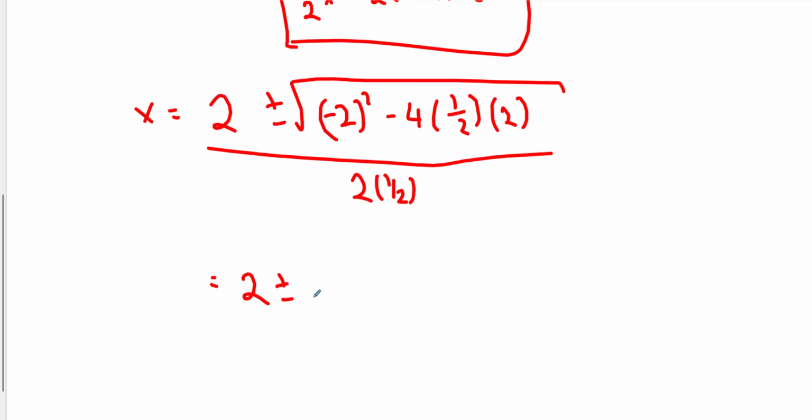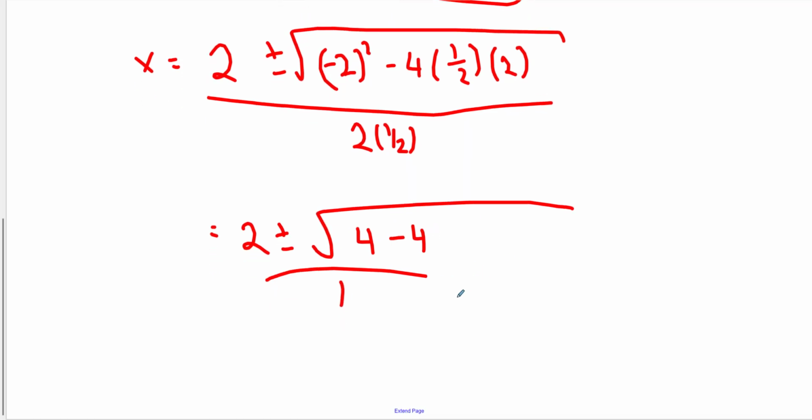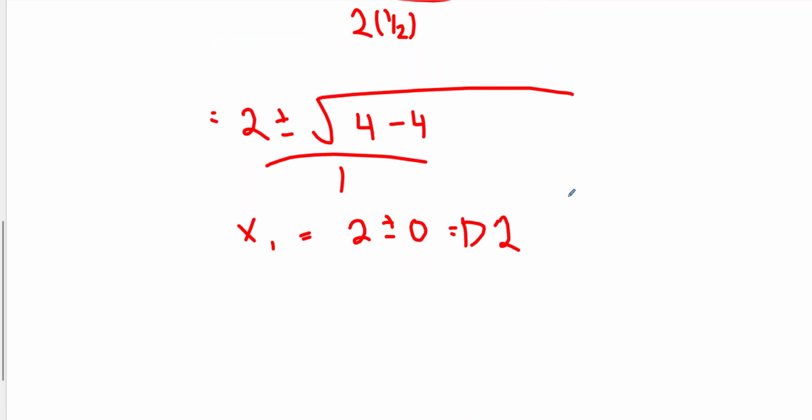So this is going to be 2 plus or minus 2 squared is 4, and then it's minus because I know that there's no other negatives, so negative times positive is going to be negative. So 1/2 times 2 is 1, so 1 times 4 is just 4, and 2 times 1/2 is 1, so this literally just becomes 2 plus or minus 0, which is just 2. So what does that mean? That means there's only one x-intercept, because there's only one answer. The answer is 2.